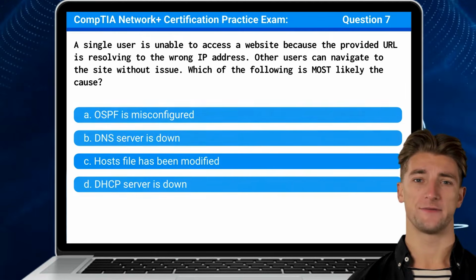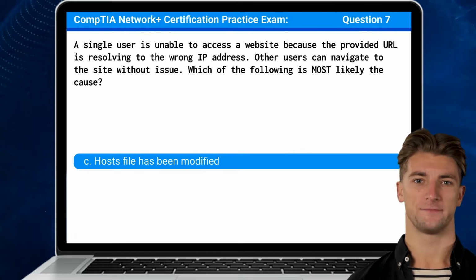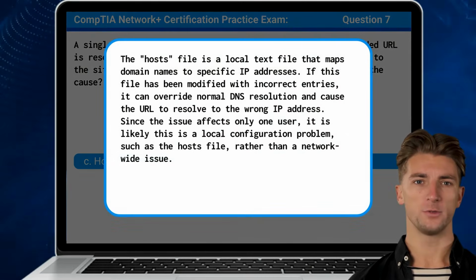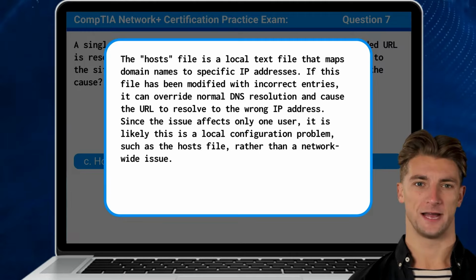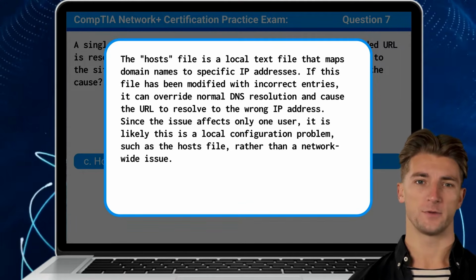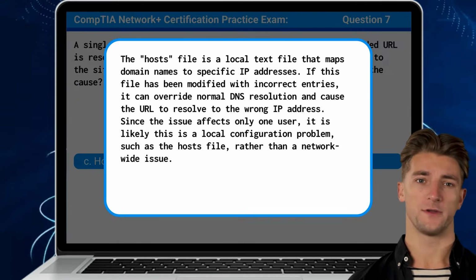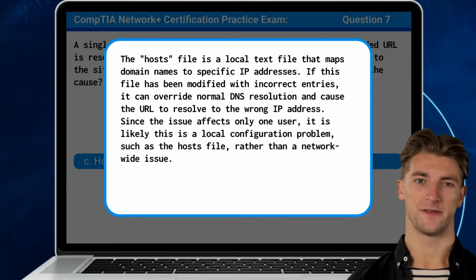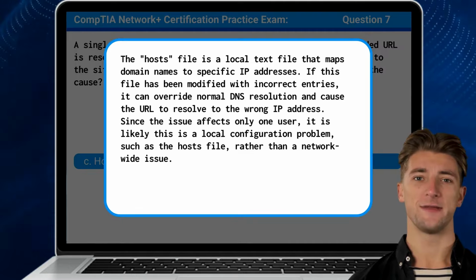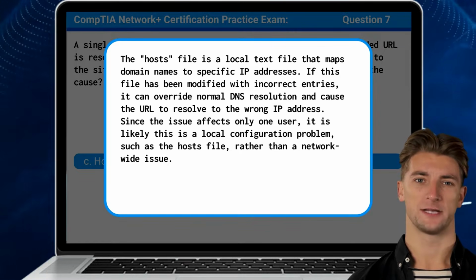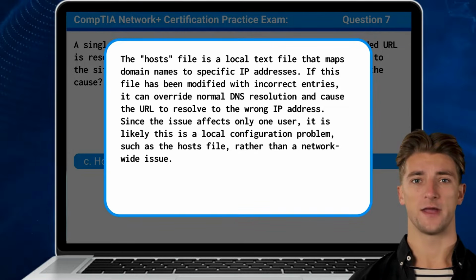The answer is C. Host file has been modified. The host file is a local text file that maps domain names to specific IP addresses. If this file has been modified with incorrect entries, it can override normal DNS resolution and cause the URL to resolve to the wrong IP address. Since the issue affects only one user, it is likely this is a local configuration problem, such as the host file, rather than a network-wide issue.